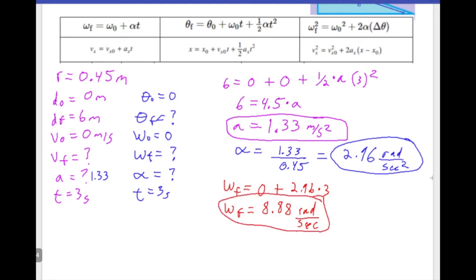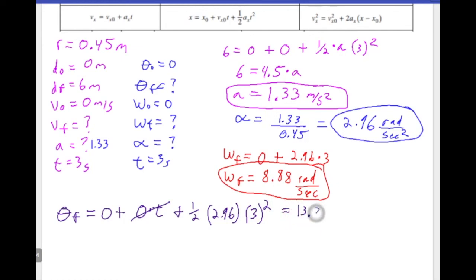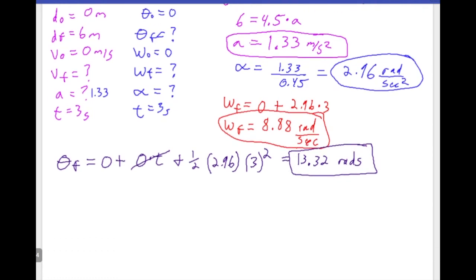Last variable we want to try to solve for now is our final theta, and we're going to use big dog for that, where theta final is going to be equal to theta initial, which is 0, plus omega initial, which is also 0, times time plus 1/2 alpha times t squared. Alpha was 2.96 and t was 3. Once we simplify all this, we find out that theta final should be equal to 13.32 radians.